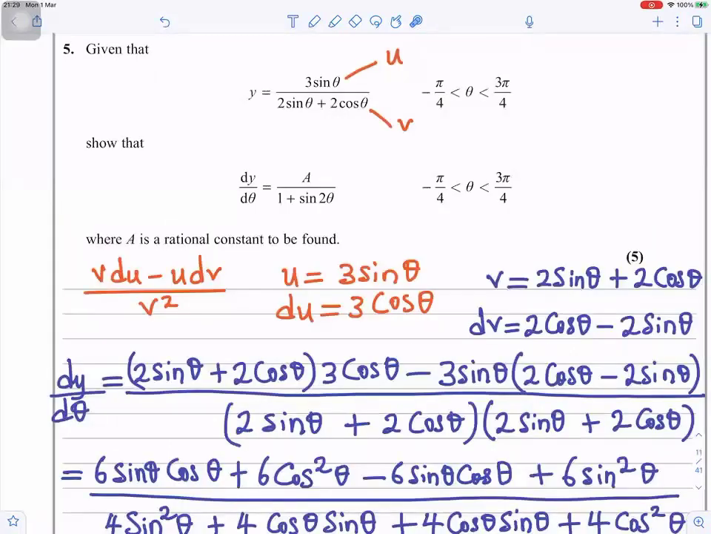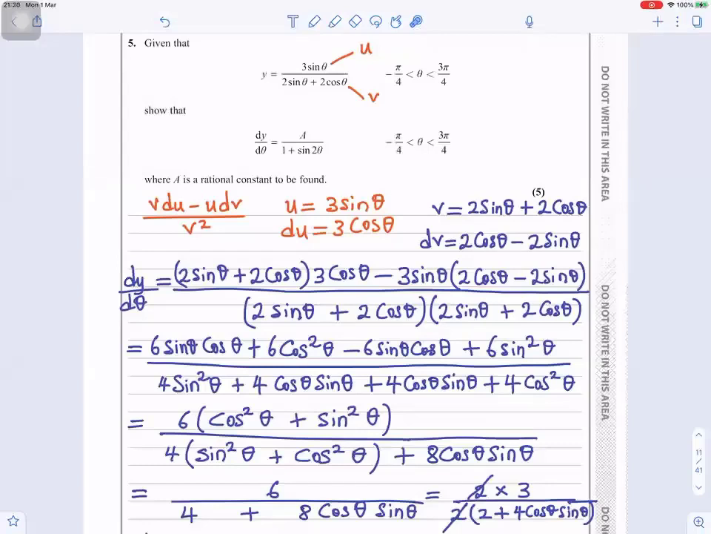Question number 5. Given that y is equal to that, show that dy over dx equals a over 1 plus sine 2 theta, where a is a rational constant to be found. What we want to do is differentiate. The numerator we'll call u, and the denominator we'll call v. So we're going to use the quotient rule, and I've written it here: v du minus u dv over v squared.